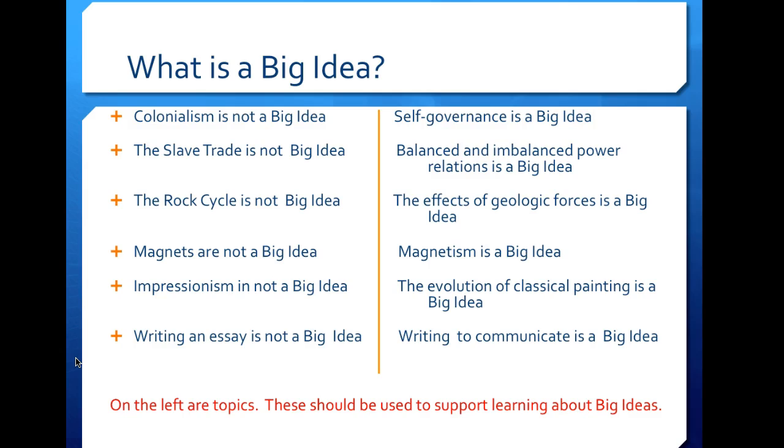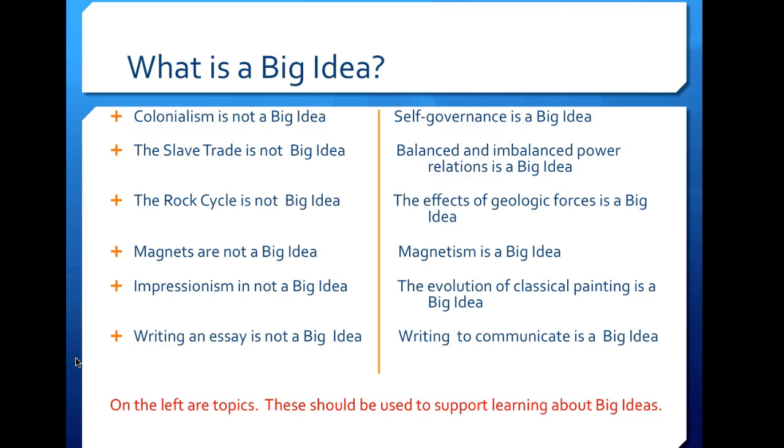Colonialism is not. It's a small thing that you can define. Self-governance is. Self-governance looks different in many different cultures in many different places. The slave trade is not a big idea, but balance and imbalanced power relations is a big idea. The rock cycle is not a big idea. You can draw the rock cycle. The effects of geologic forces is a big idea. And then you narrow it down. So the big idea is the great big, and then you're pulling it down to meaningful units of instruction.